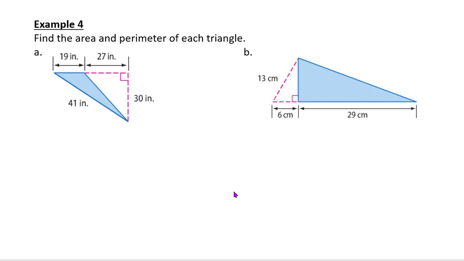Okay, find the area and perimeter of each one of these. I'm going to first start with area because that's a little less complicated. Our perimeter gets a little bit more complicated.